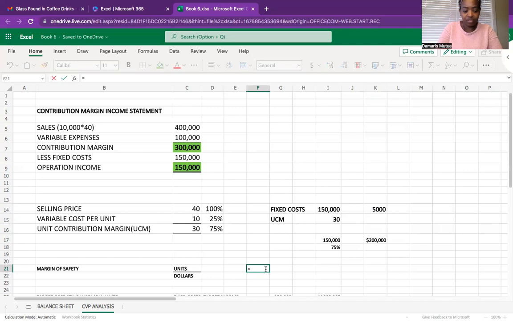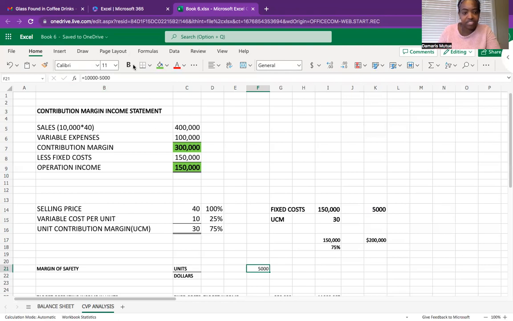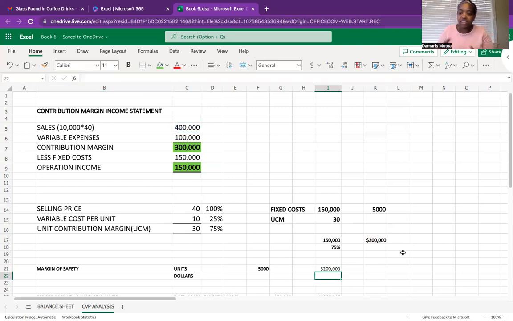So let's say, for example, our budget was 10,000 units. The break-even point is 5,000 units. So anything above 5,000 up to 10,000 units is your margin of safety, which is 5,000 units. In terms of the dollar value, our total sales are 400,000, which is what we have here. We know as an organization our break-even point in terms of sales, the dollar value, is 200,000. So our margin of safety is anything that we've sold above the break-even point. So that is how you calculate your margin of safety, guys.